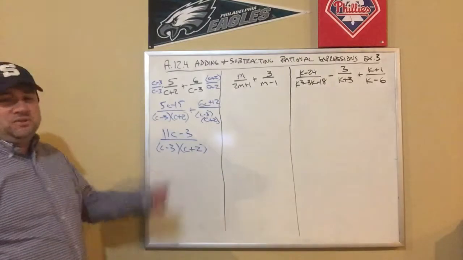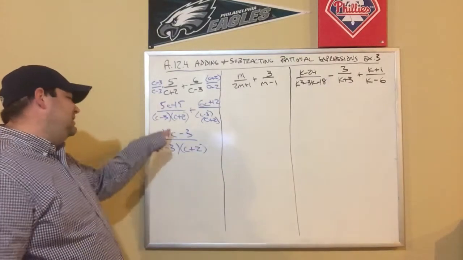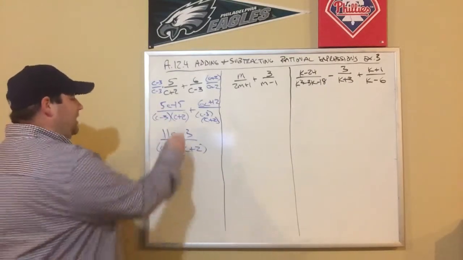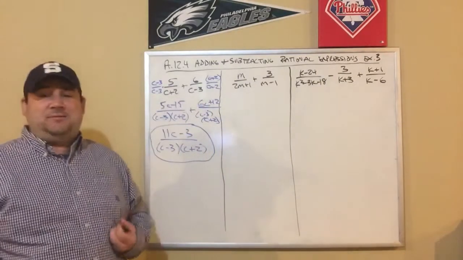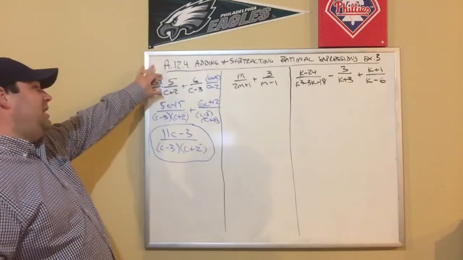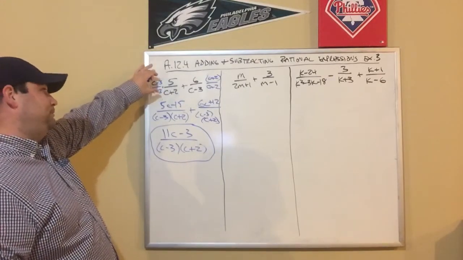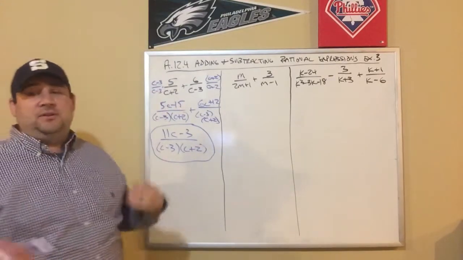I don't need to multiply these out because I can see I'm not going to be able to factor anything here. I'm done right there. And there is my answer. So when you have binomials on the bottom like that, a lot of times you're just going to multiply by the other denominator.